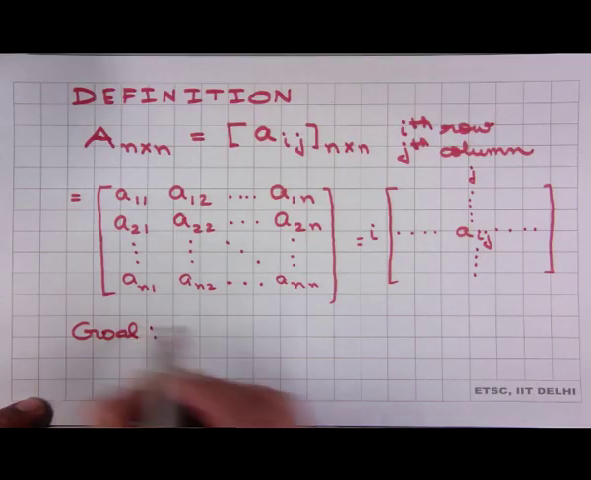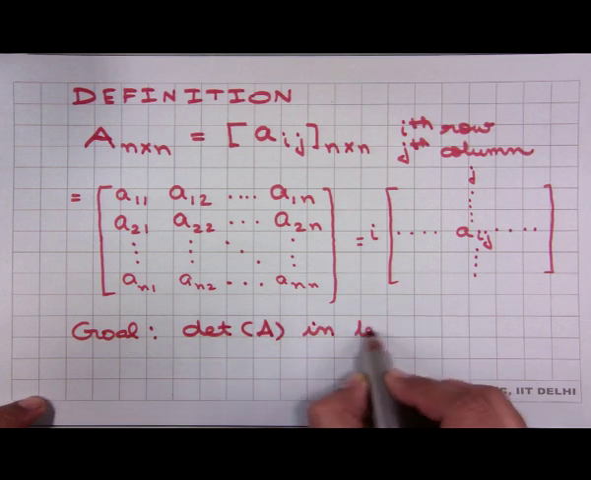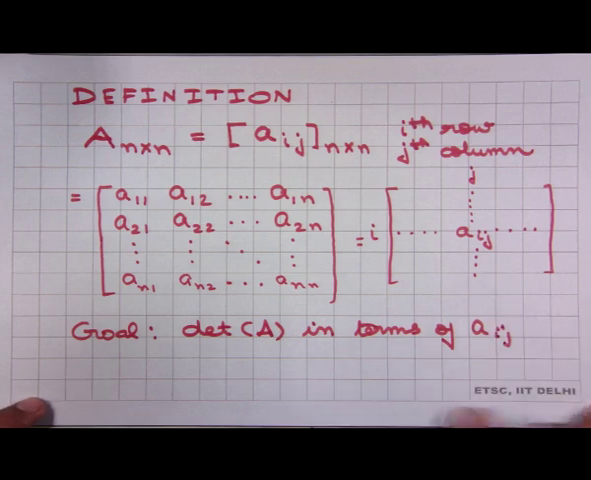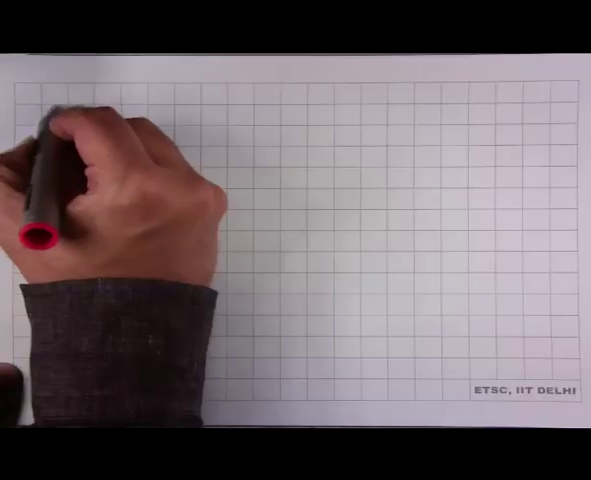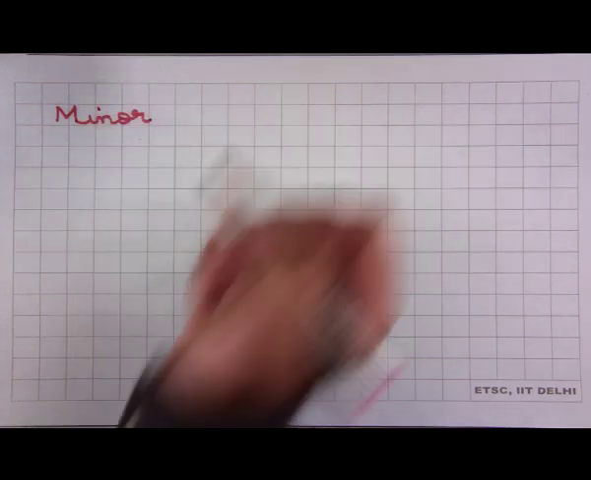We have already seen an example of a 2 by 2 matrix, and our goal is to say, what is the determinant of A in terms of Aij? So, for that, what we want to do first is we have to define what is called a minor. So, a minor is a quantity which is associated with each entry.